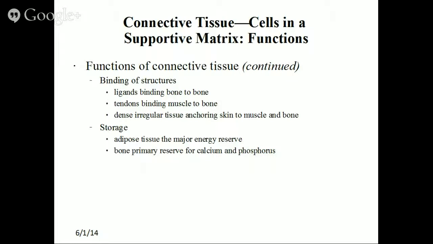Another type of connective tissue is used for storage. I would probably say the two types of connective tissue that you see here, with adipose tissue being the major energy reserve. Adipose tissue is a connective tissue. All right. Adipose tissue, connective tissue, we usually call it fat. Adipose tissue is made up of specialized cells. These specialized cells are called adipocytes, and adipocytes tend to store triglycerides in their cytoplasm.